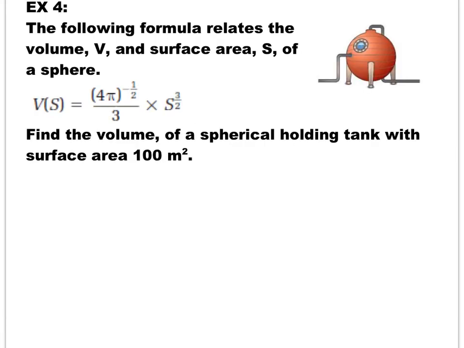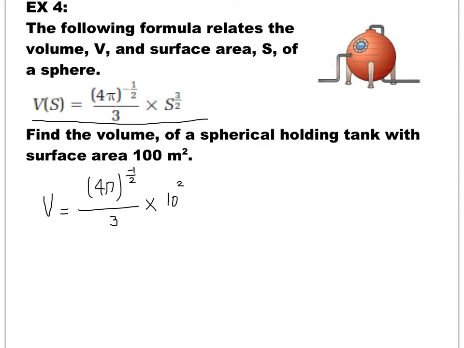In the last example, we have the formula corresponding to a sphere with the surface area S, which is given by this formula here. It says find the volume of a spherical holding tank with a surface area of 100 square meters. So we have to find V is equal to 4 pi exponent negative 1 over 2, divided by 3, times S, where S is 100. But 100 can be written as 10 exponent 2, the whole thing exponent 3 over 2.